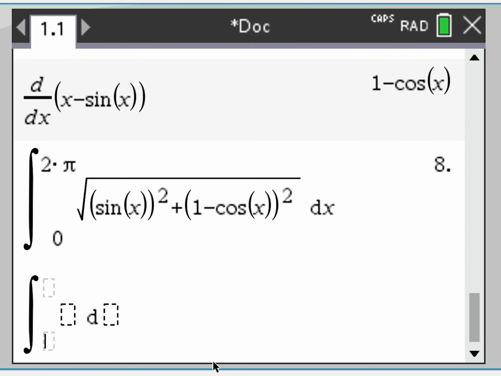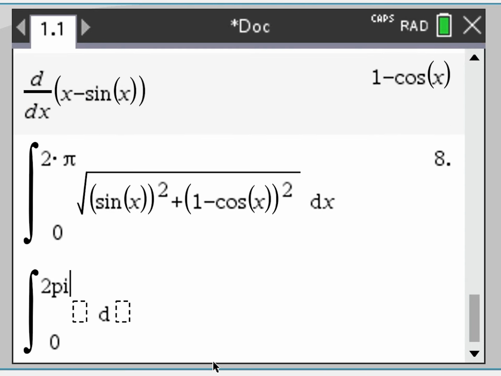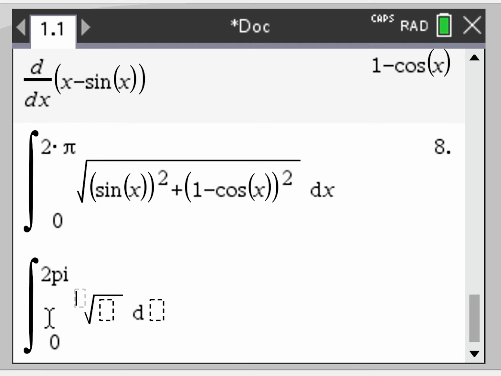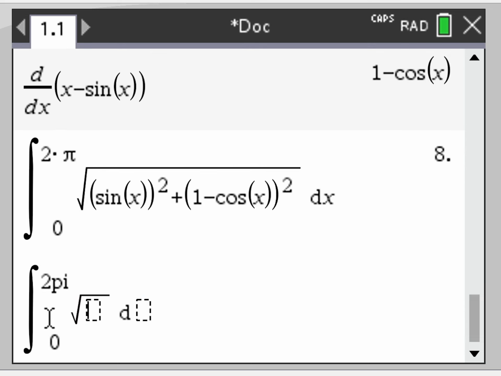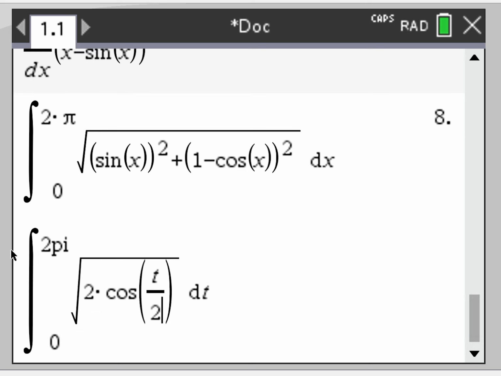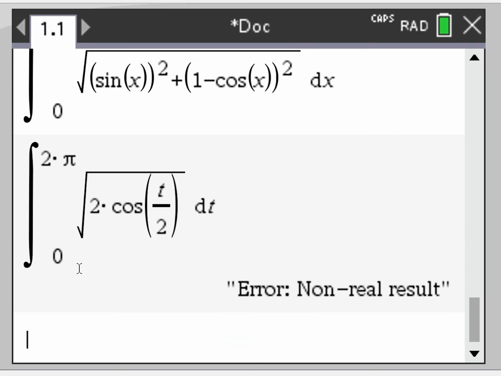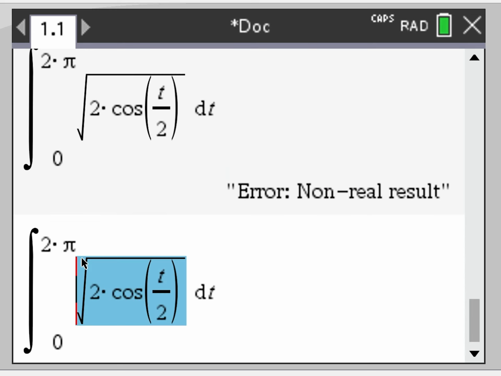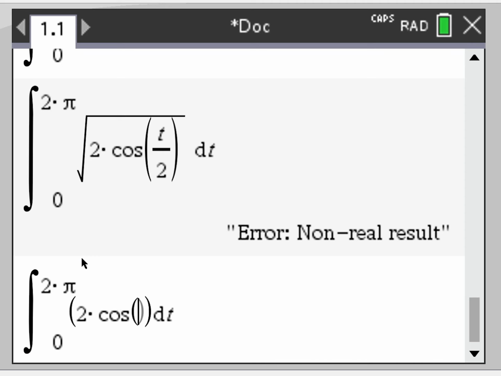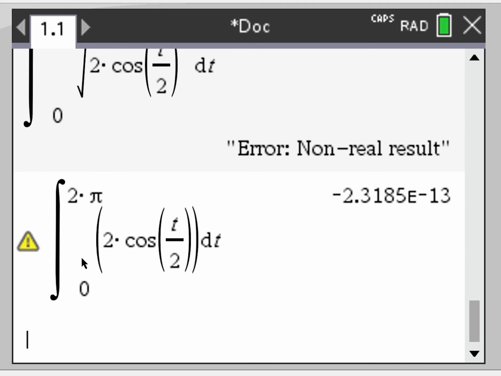So menu for 3, 0 to 2 pi, and then square root of 2 times cosine of t on 2, dt, like that. Oh, there's no square root. What am I doing? 2 times cosine of t on 2. Okay, no. So it can't be option D.